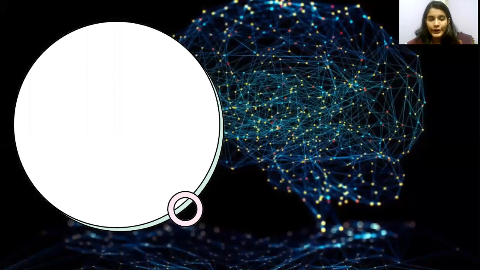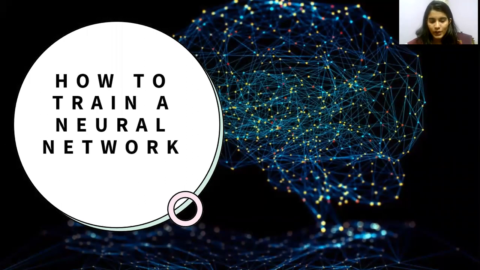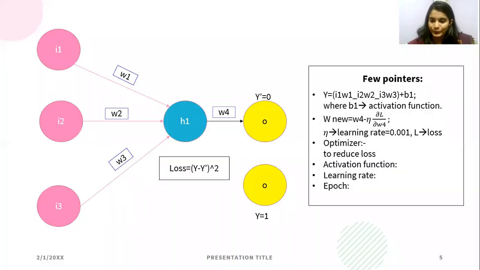Now, going forward, how does neural network training actually happen? All right, first, I will start with forward propagation. So, I1, I2, and I3 are the inputs, and they are getting passed to my hidden neuron. I'm just considering one hidden neuron here to show an example.